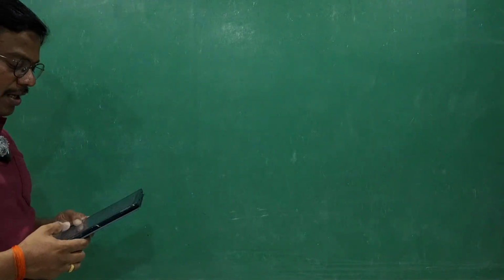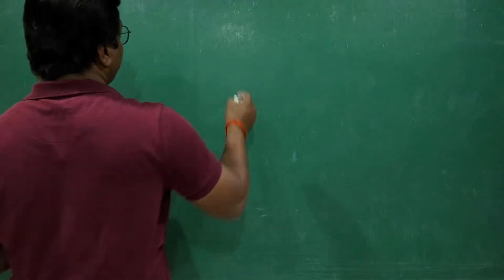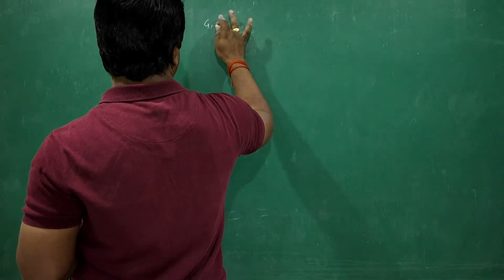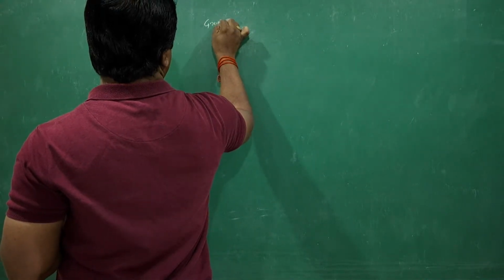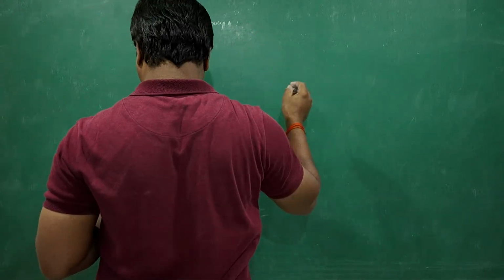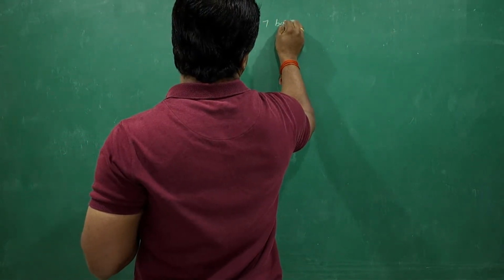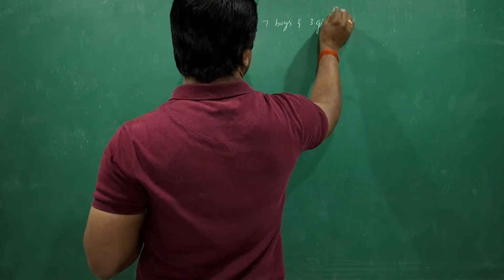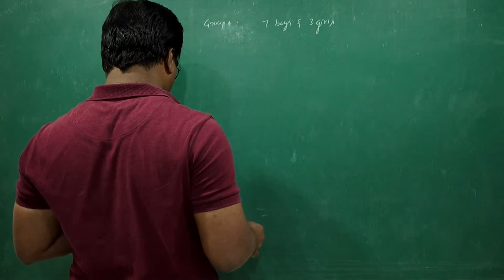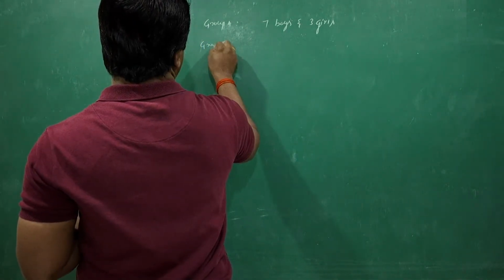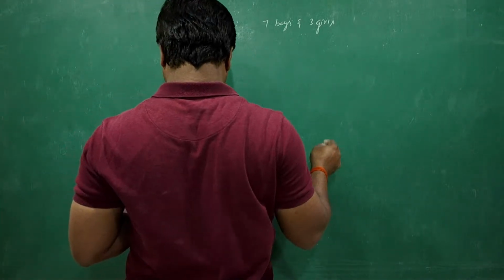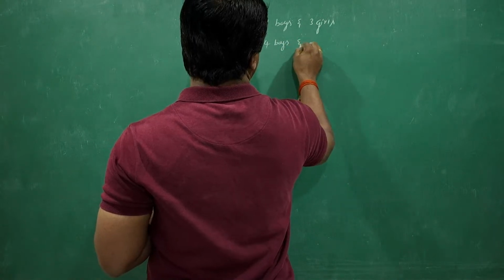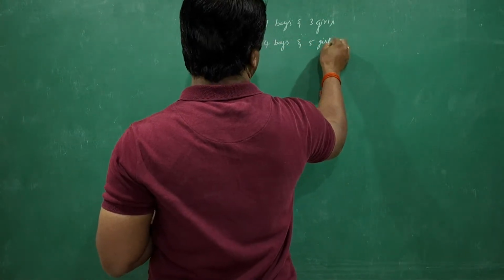In group A, there are 7 boys and 3 girls. And in group B, there are 4 boys and 5 girls.